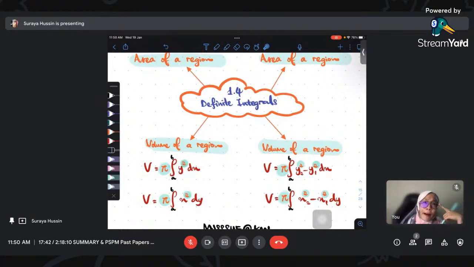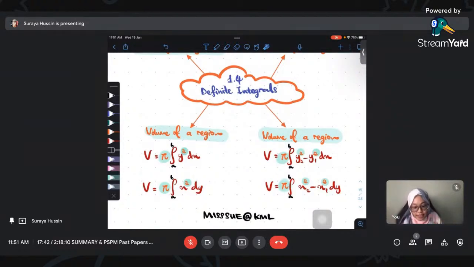Kenapa kena ada pi, miss? Apa logik dia? Kenapa kena square, miss? Kenapa function tu perlu di-squarekan? Because volume is a 3D punya bentuk. So kalau 3D punya bentuk, volume dia kena ada lukisan ya, baru boleh nampak kenapa ada pi. I'll explain it in the soalan nantilah. Susah untuk explain sekarang. But for now, just accept it that to find the volume of a region, mesti ada pi.